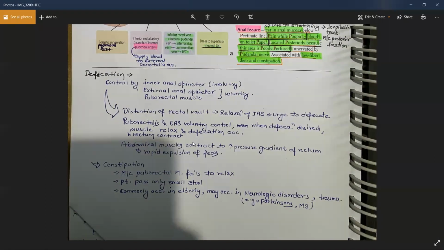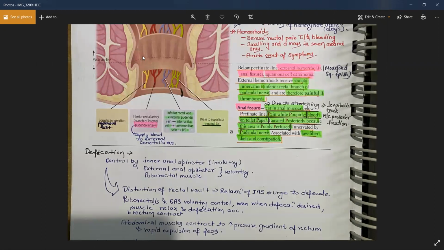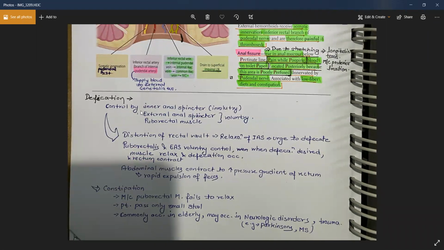Then you also need to know about three sphincters, three things which control defecation. One is the internal anal sphincter. Second is the external anal sphincter, and third is the puborectalis muscle. All of the area after the pectinate line is supplied by somatic innervation, which is under your control. So the external anal sphincter is voluntary, the internal anal sphincter is involuntary. For defecation, both these sphincters must be relaxed, and the puborectalis muscle must contract. Only then can defecation happen.